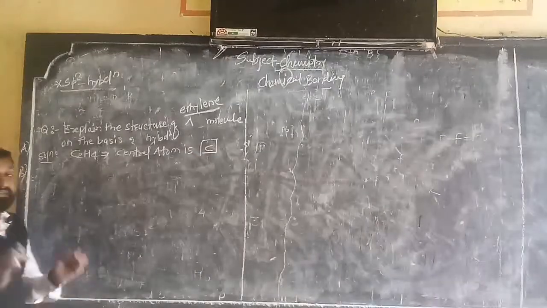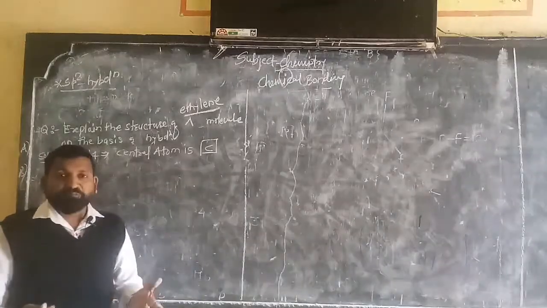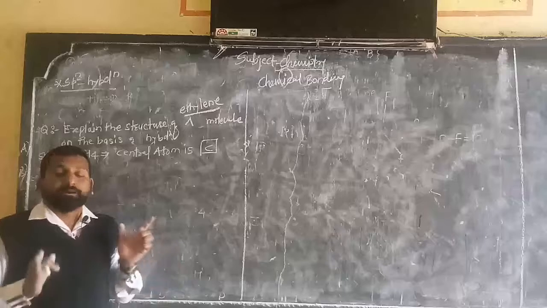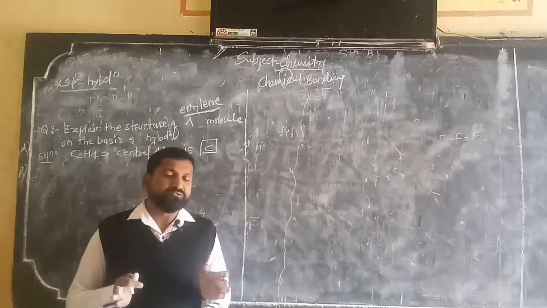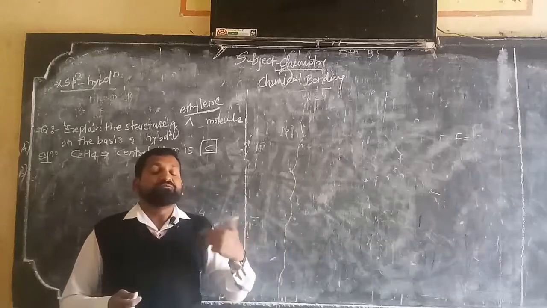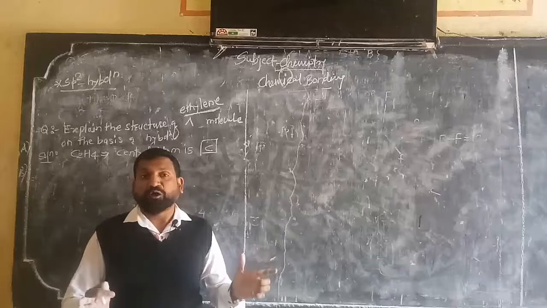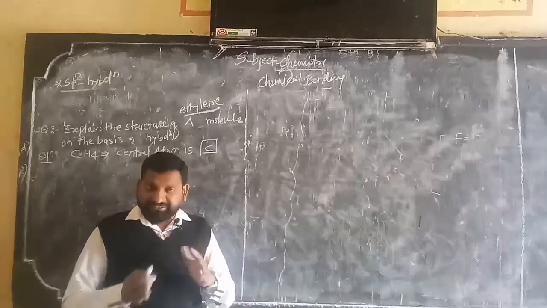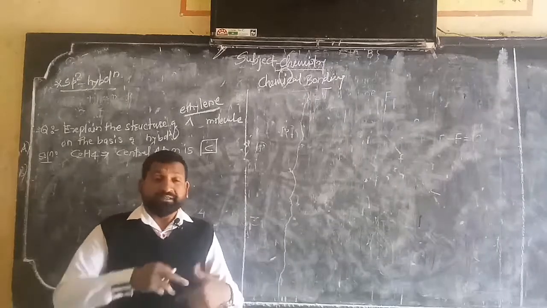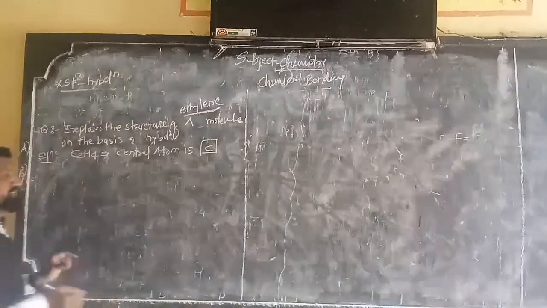Now in this topic you will get the idea of a new type of bond, that is called pi bond. Up to this time we have seen only sigma bond formation. Now along with the sigma bond, here we will see the idea of a pi bond. How a pi bond is formed, whether it is a strong or weak bond, and how the overlapping occurs so that a pi bond is formed. So let us start one by one.